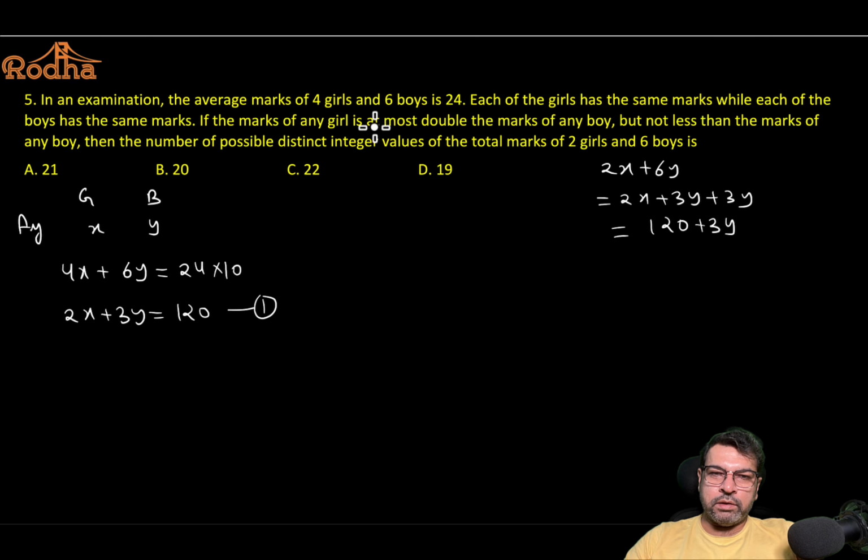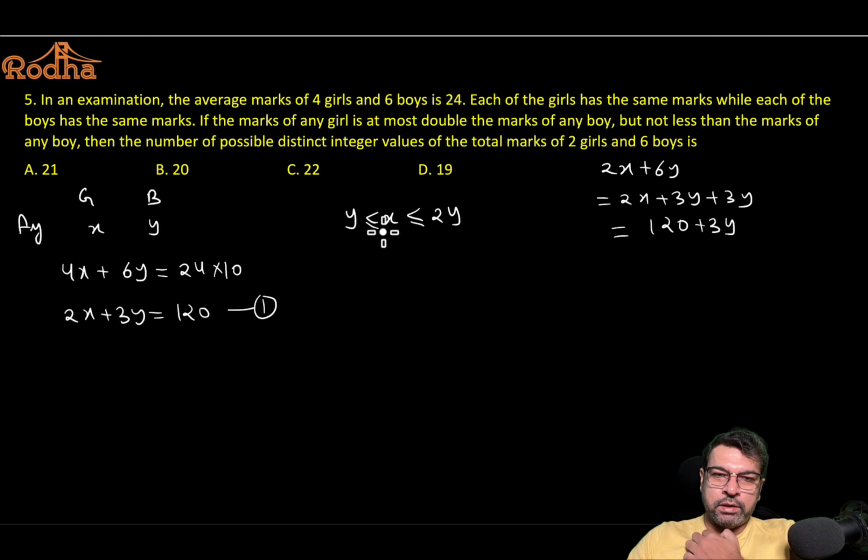Number of marks of any girl is at most double the number of marks of any boy. So number of marks of girl, that is x, is at most double the marks of any boy. So x can be at most 2y or either less than that, but not less than the marks of any boy. But y say it is either more or equal. So right, marks of girl is not less than the marks of any boy. So minimum to minimum y and maximum to maximum 2y. Right? That's the relation between x and y in terms of inequality.